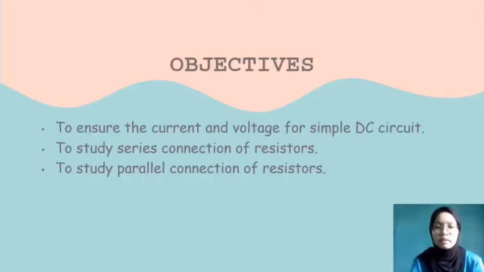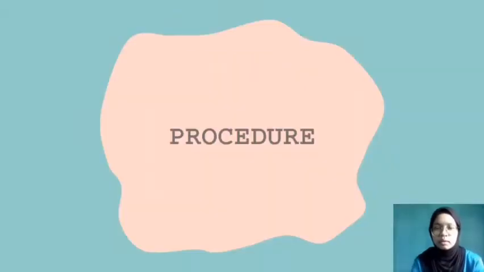The objectives of this experiment are to measure the current and voltage for a simple DC circuit, to study series connection of resistors, and to study parallel connection of resistors. So next, I will explain the procedure.